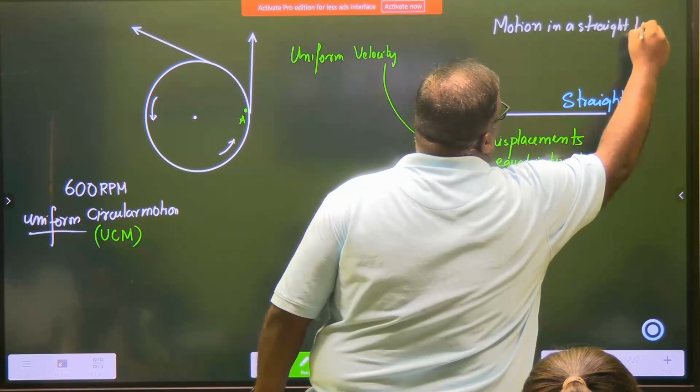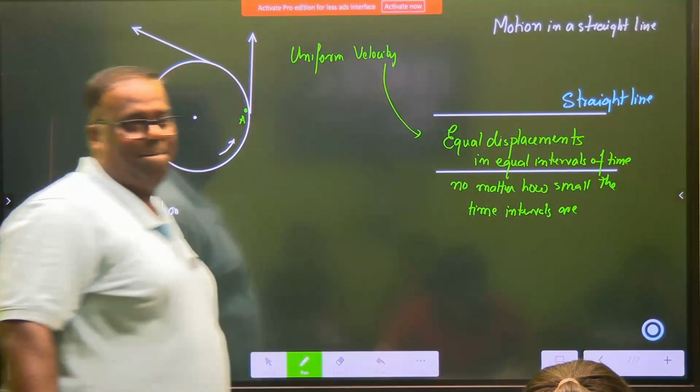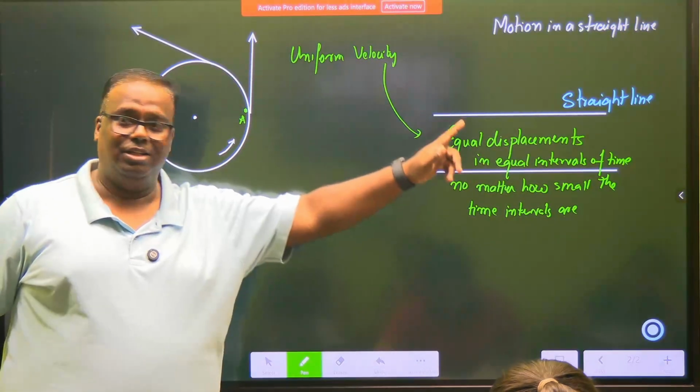And then we will tighten it further. We'll tighten it further. Yes.